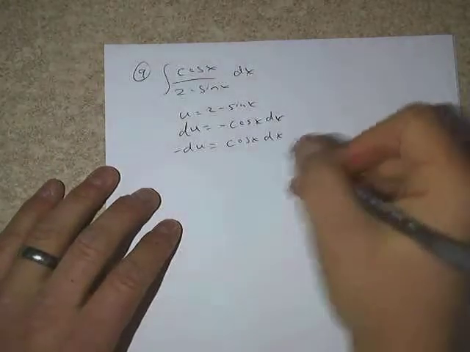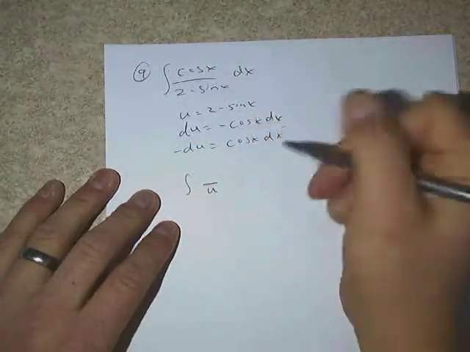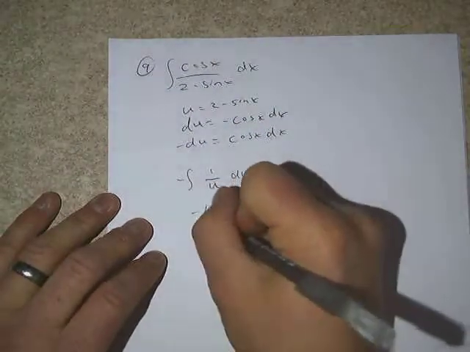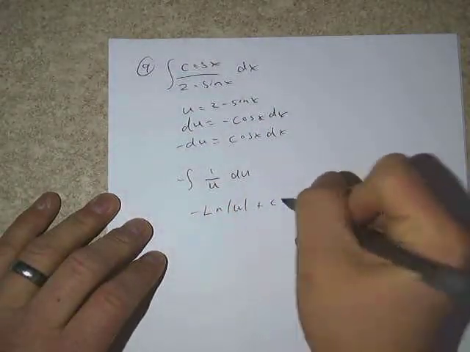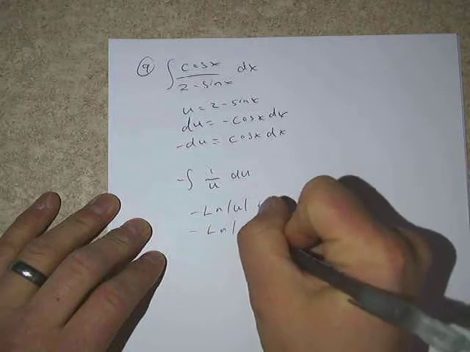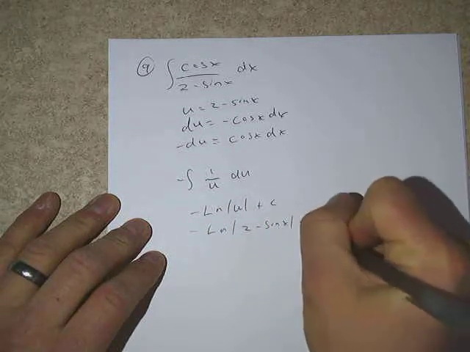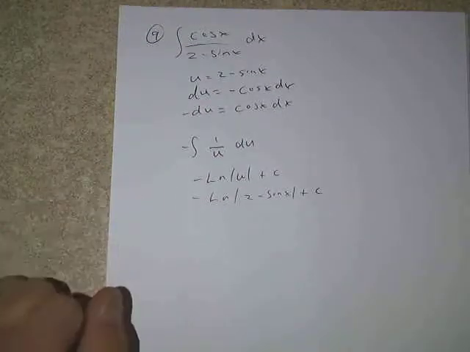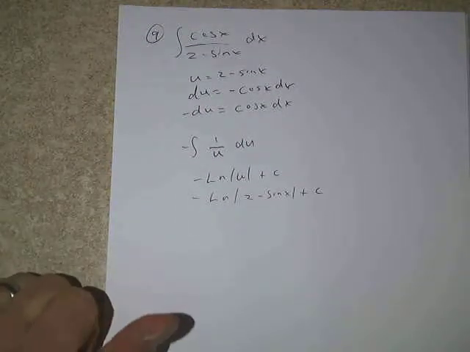But ultimately, if we divide by -1, we'd get cosine x dx on the right, and that'd be equal to negative du. So then our substitution would look like u here, du here, negative out in front. So ultimately it would be negative ln of absolute value of u plus c. And again, our u is 2 minus sine x.